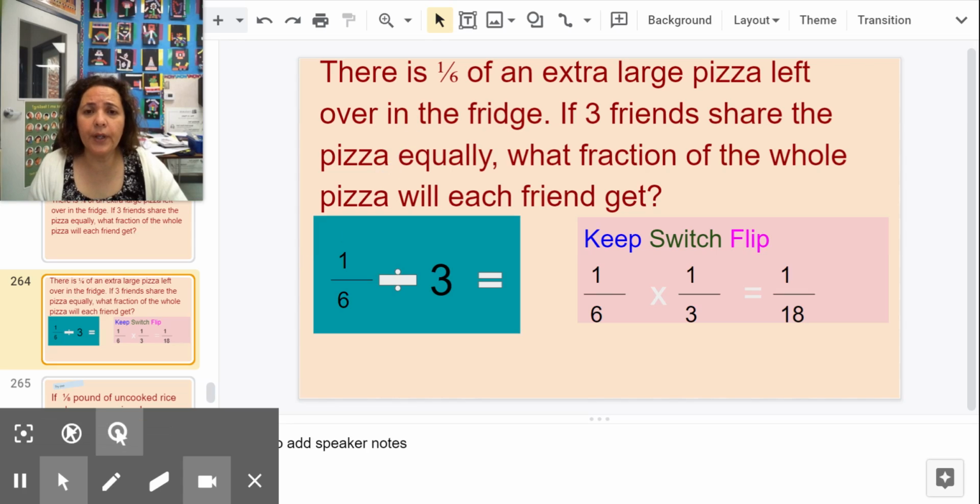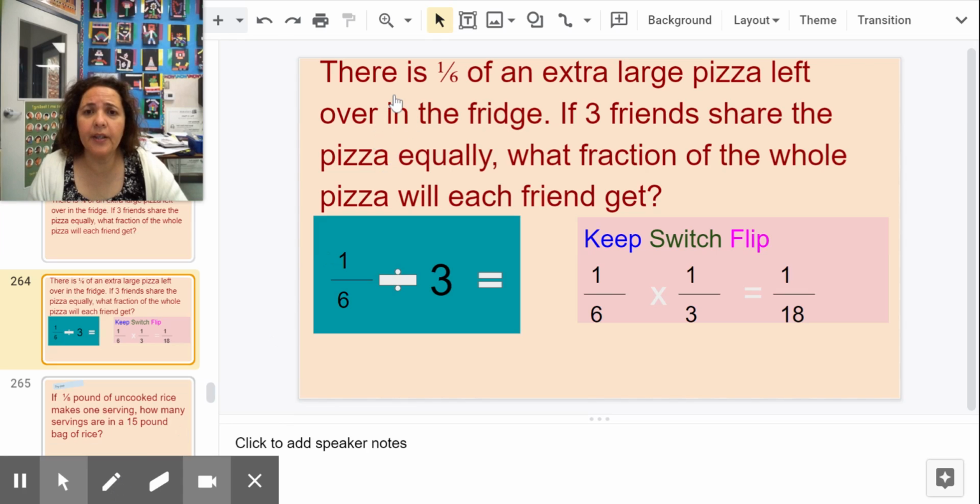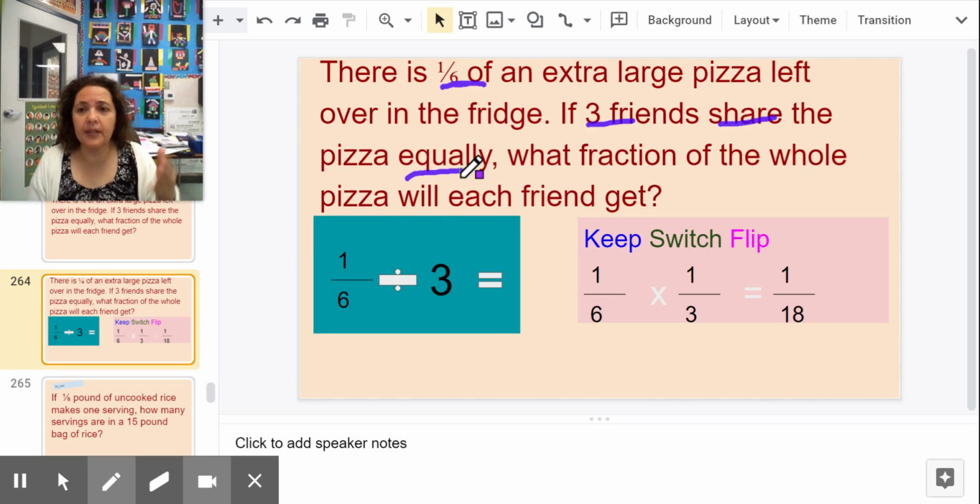Okay, well, hopefully you said we have the total because they said there is 1/6 of an extra large pizza. That's how much there is. There is 1/6 of an extra large pizza that's left in the fridge. So we have the total. And we have three friends that want to share equally. If you're sharing equally, it's got to be division.